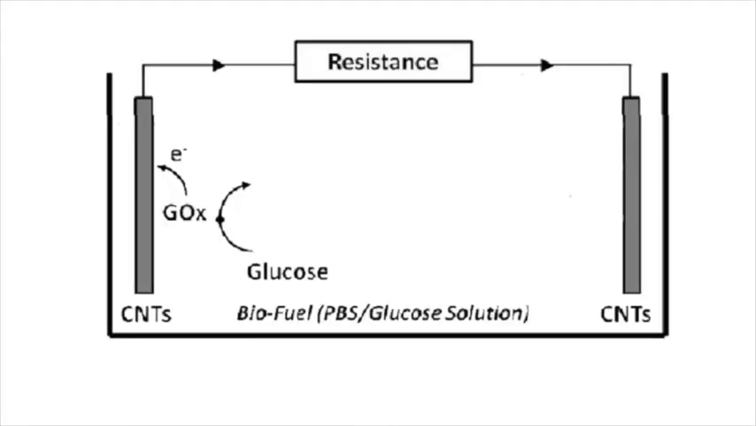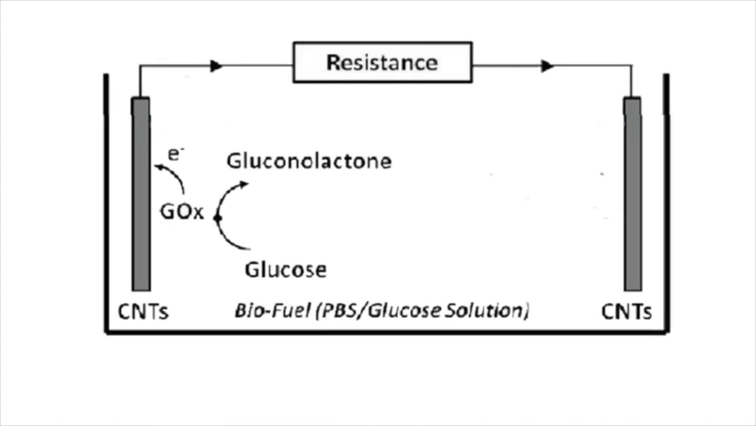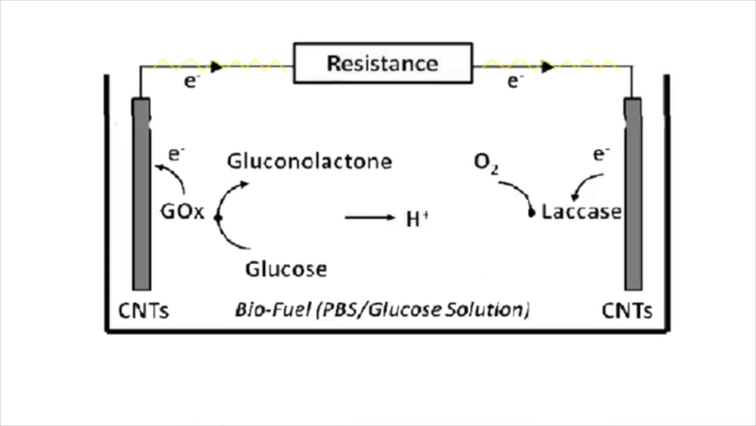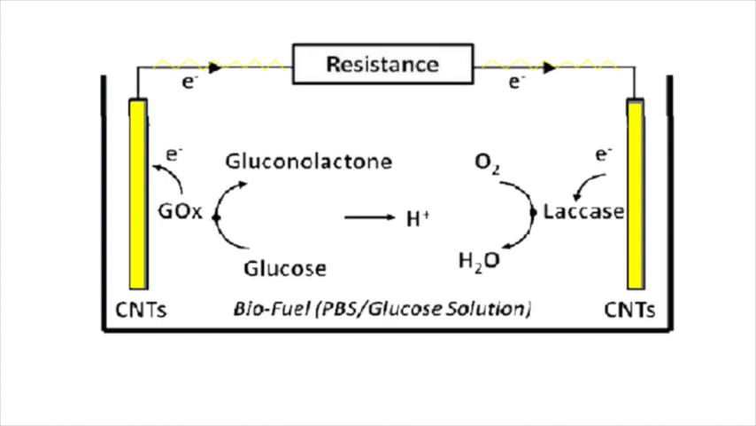Glucose is electro-oxidized to gluconolactone at the anode, which results in hydrogen atoms being left in the solution, and two electrons to flow through the wire, producing a current. This current can be used to power the sensor. Then, dissolved oxygen is electro-reduced with laccase to form water, and this process will continue as long as there is enough glucose in your blood.